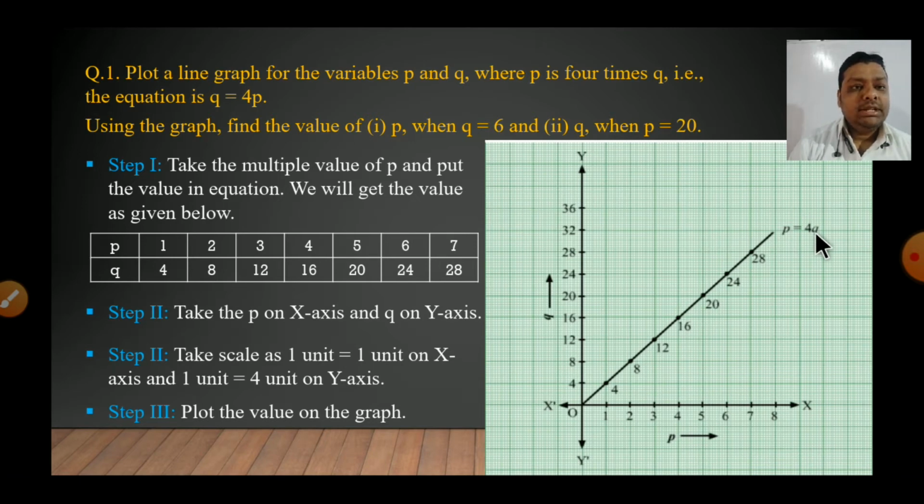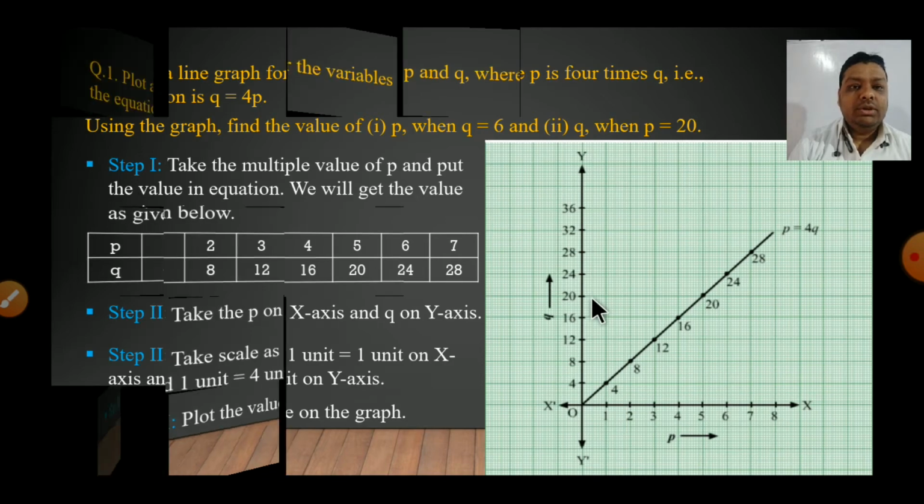Why can we say it is a linear graph? Because you can see, dear, this line is straight. From 0 it is straight, so it is called a linear graph. Okay students, so now we have to solve some questions. How to solve them? You can see here.